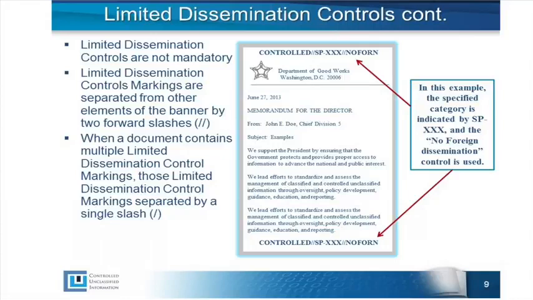If you choose to include limited dissemination control markings in the banner, they must appear as the last two elements of the banner marking, and they are separated from any other elements by 2 /. If a banner contains multiple limited dissemination control markings, they can be separated from one another using a single /. Consider the example on screen. The specified category here is SPXXX, and the limited dissemination control is no foreign dissemination, represented by no foreign. See the CUI registry for a list of all approved limited dissemination control markings that may be used in a CUI document.